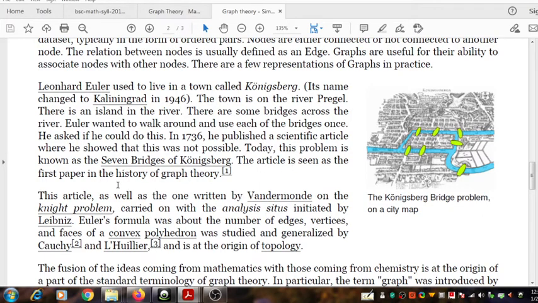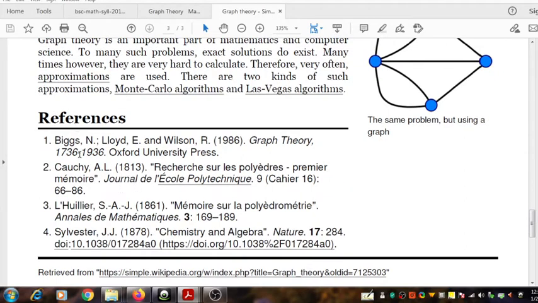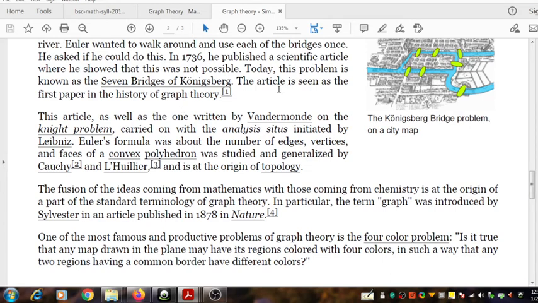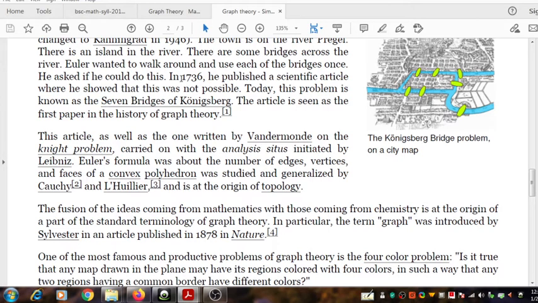The article is included here in the references as the first reference. You can see that the first reference here is Biggs, Lloyd and Wilson, and it was described in that article. This article is seen as the first paper in the history of graph theory.